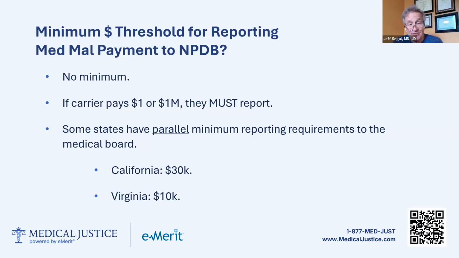Now, and I think this is where the myth got started, in some states they have a parallel reporting requirement. So in California, for example, if you or your carrier pay out more than $30,000, that's $30,000 and 1 penny, you have to report to the state, or they report to the state. In Virginia, it's $10,000. So most states don't have a minimum threshold requirement.